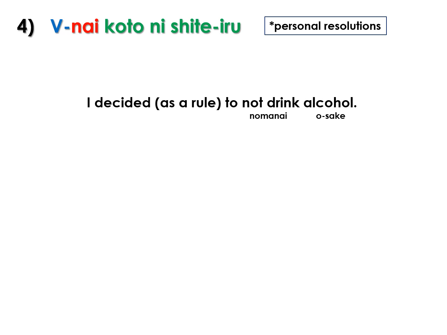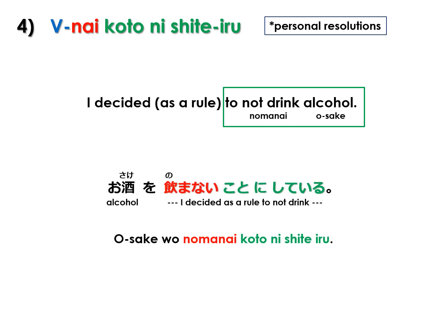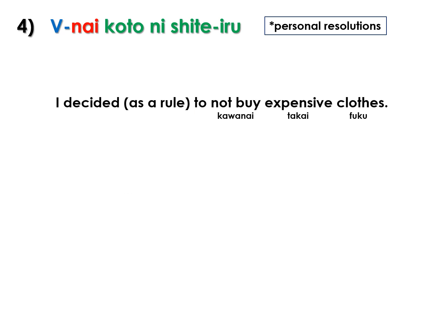Our sentence, I decided as a rule to no longer drink alcohol. We nominalize to not drink alcohol. In Japanese, お酒を飲まないことにしている。Next example, I decided as a rule to not buy expensive clothes.